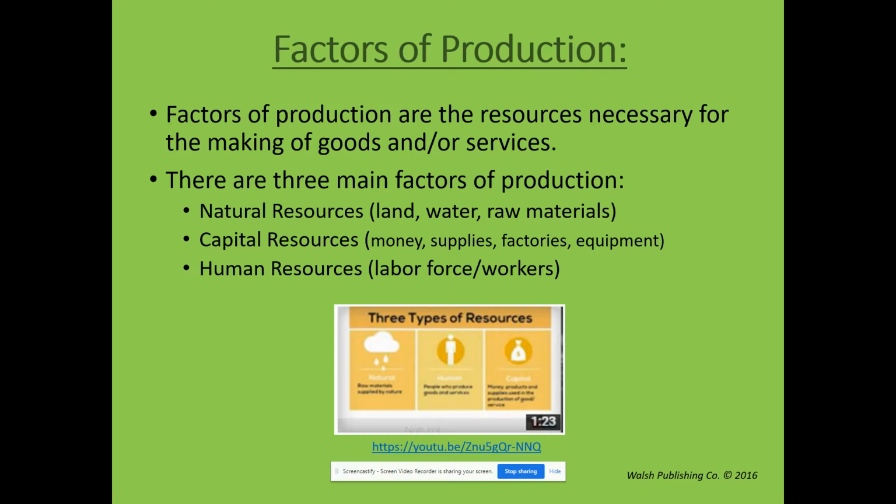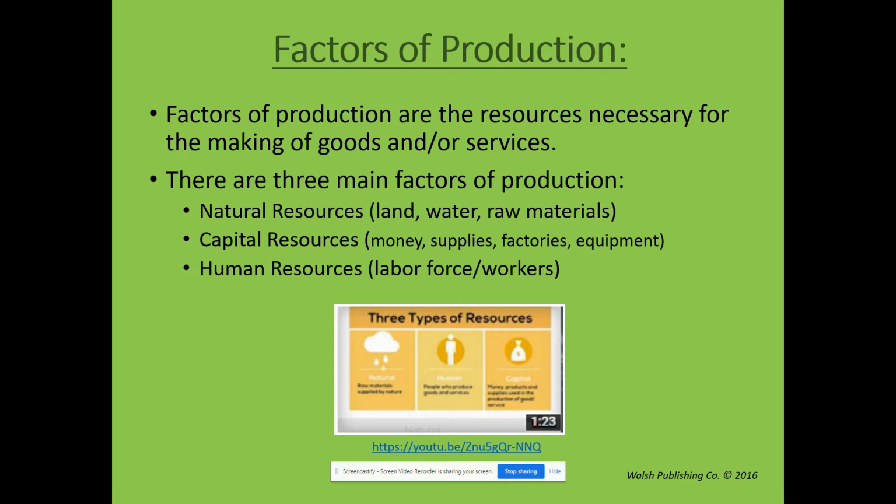So the three main factors of production are natural resources, land, water, and raw materials. And we've talked about natural resources before. Capital resources is something new. That has to do with money and the supplies, the factories, the equipment, the tools necessary to make something. And then we have human resources, which is self-explanatory.